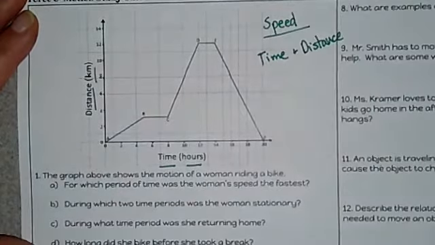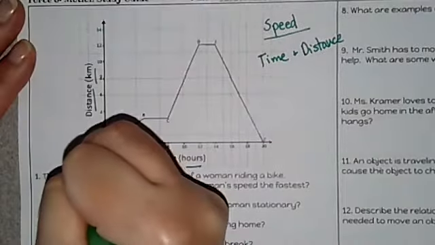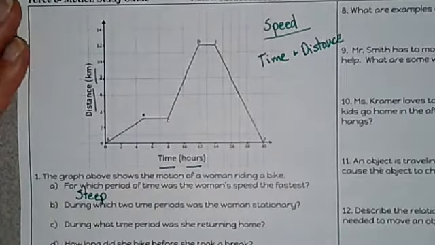Okay, here we go. For which period of time was the woman's speed the fastest? What was that word I used yesterday that I said, if it is this, it is fast? Remember we had a little mini lesson. What was that weird word, Layla? Do you remember? Started with an S. Levante? Steep. Good. If it is a steep part of a line, that is the fastest.